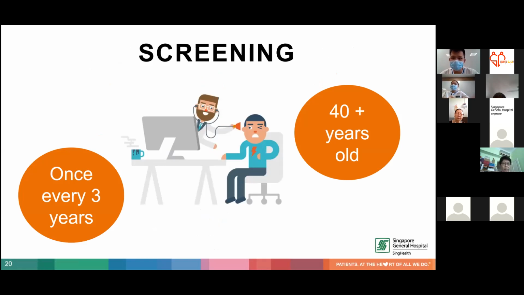Yep. So for the screening, I will recommend people who are aged 40 years and above to do a screening once every 3 years. So people who are aged 40 years and above have a higher risk of developing type 2 diabetes. And during this period of time, when you visit your GP or the polyclinic doctors for your blood test, your GP or your polyclinic physicians will be able to advise you to take a test and to see what are your risk level.